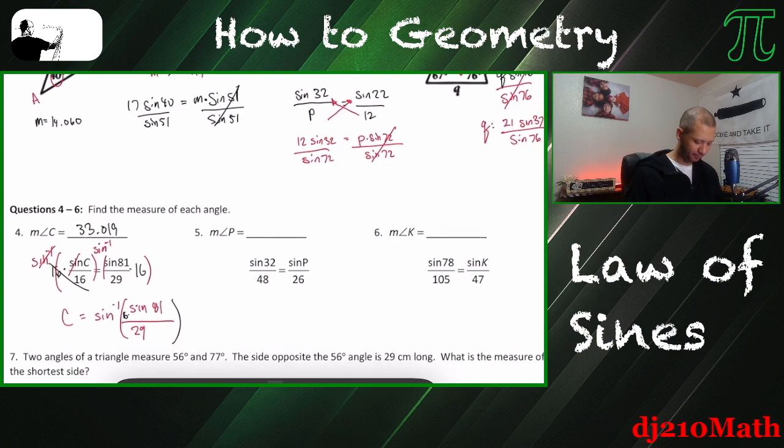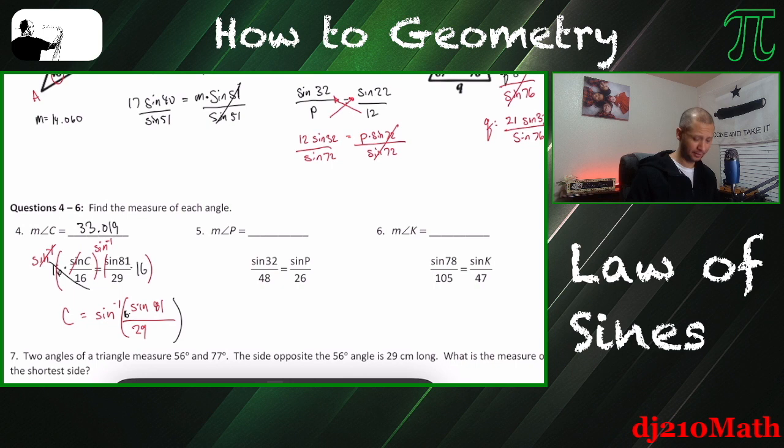Okay, number 5. Again, P is in the numerator, and it's inside the sine. It's an angle, and we need to get to it. So we have to move the 26 to the other side, basically by multiplying both sides by 26. Then, to get to the P, we need to take the inverse sine of both sides. When I do that, that sine's going to go away. So P all by itself is equal to inverse sine 26 sine 32 divided by 48.